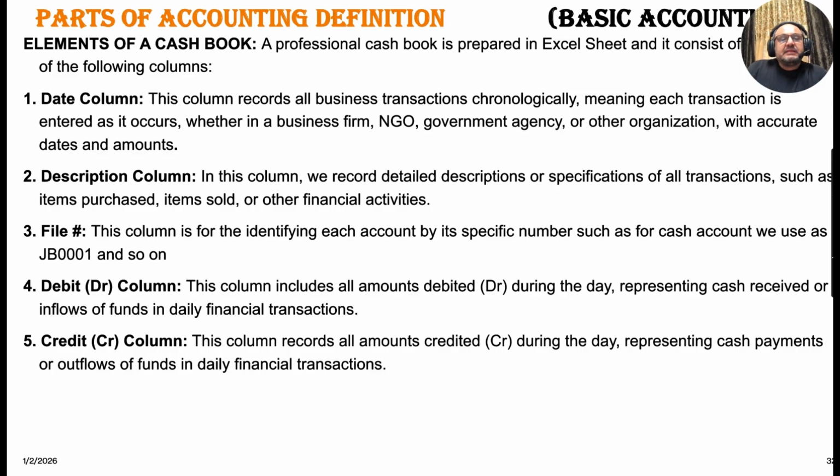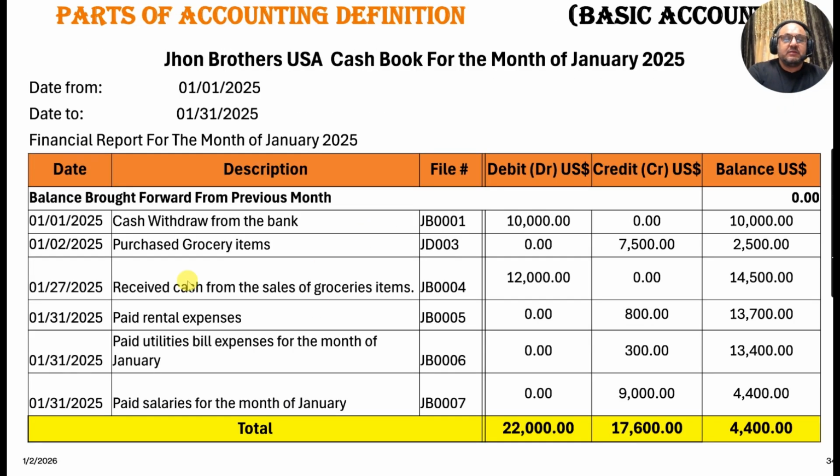Description column. In this column, we record a detailed description or specification of transactions such as items purchased, items sold, or other financial activities. This is what I have written: cash withdrawn, purchase groceries, receive cash from sales of goods, paid rental expenses, bill expenses, salaries expenses. This is description, and this is date.